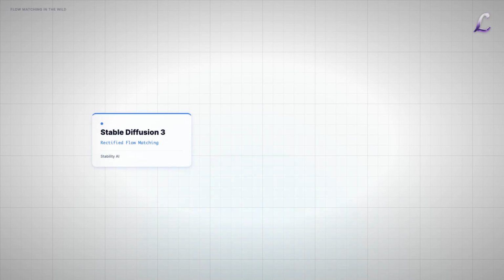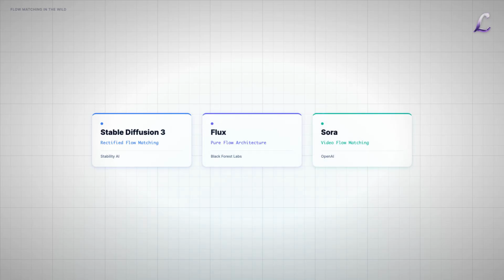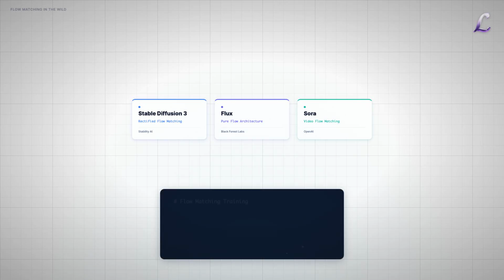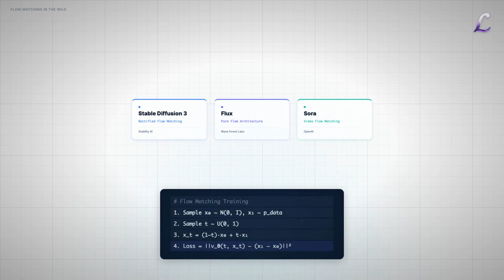Stable Diffusion 3 uses rectified flow matching to improve image quality while reducing steps. The Flux model is built entirely on this architecture. Even OpenAI's Sora uses flow matching on video patches. The training recipe is surprisingly simple, almost identical to diffusion. Sample noise and data, pick a time t, interpolate them linearly, and train your network to predict the difference, x1 minus x0. It uses the same UNet or transformer backbones we know, just aiming at a straighter target.